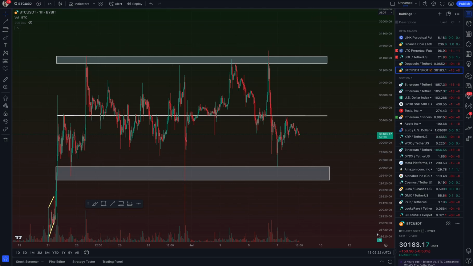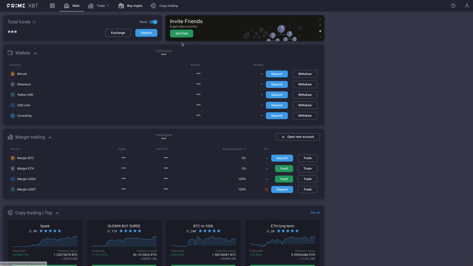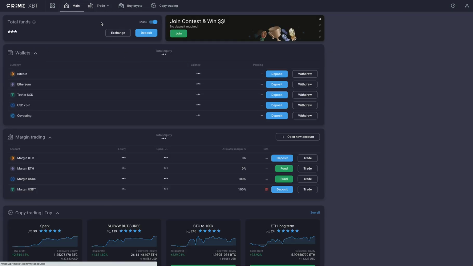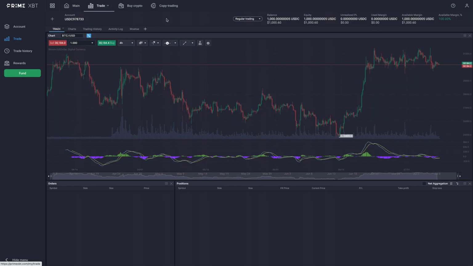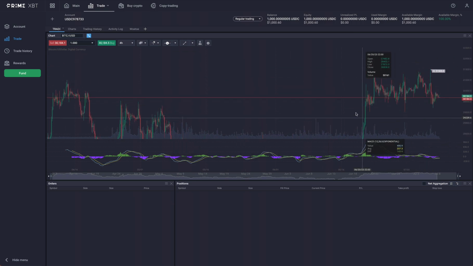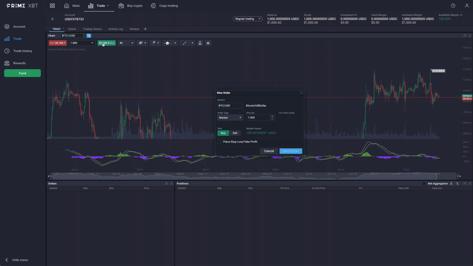In the meantime, I'm just going to quickly show you how I would normally be entering a trade on PrimeXBT. So we deposit to the exchange, then we go to the trade tab, and we're going to be entering a position. You can market buy, of course. So we place it on market and then send order, and it's going to immediately buy 1 BTC here.